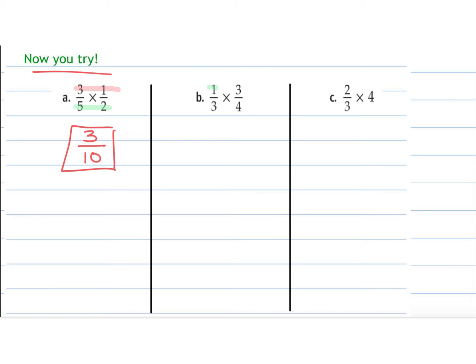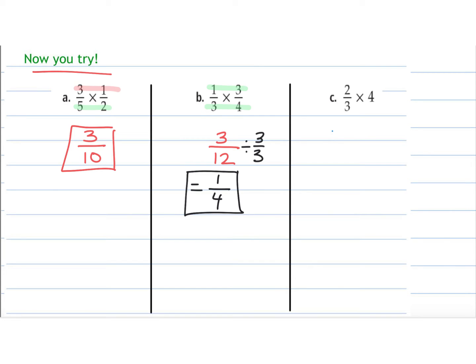Next one, multiply your numerators, multiply your denominators. 1 times 3 is 3, 3 times 4 is 12. 3 and 12 share a factor of 3, so that simplifies to 1/4. 3/4 of 1/3 is 1/4. Again, visuals might be helpful for you on these.